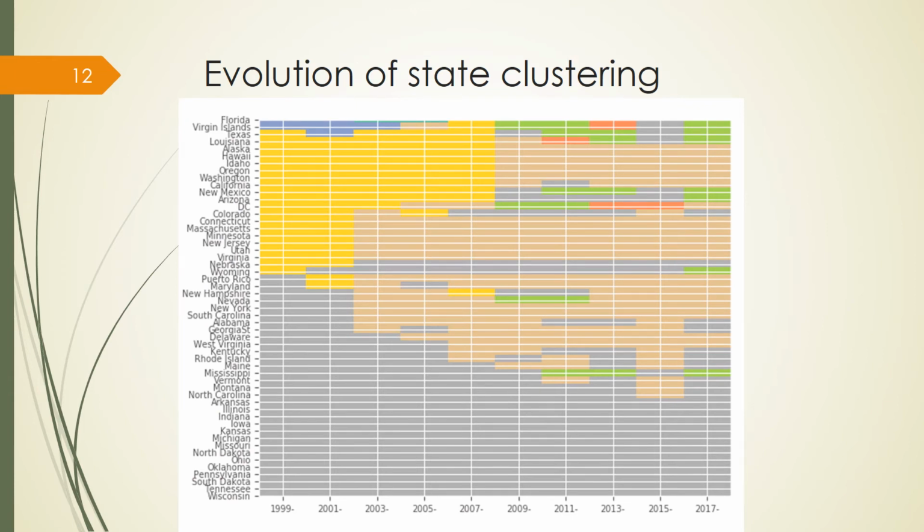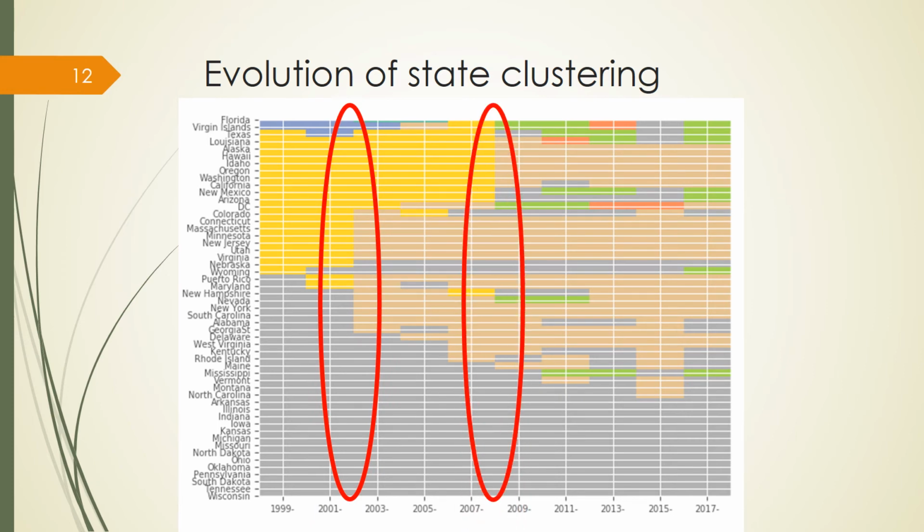Now to the longitudinal aspect of clustering. This figure shows clustering over all 10 time periods. It is noticeable by a simple observation that there are two main disruptions of the pattern of clustering, namely here and here.